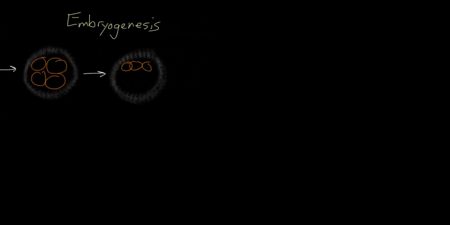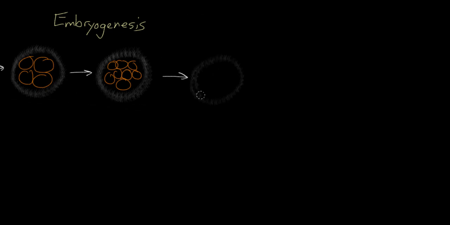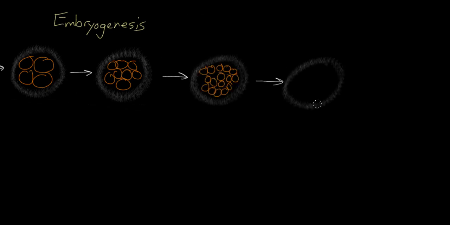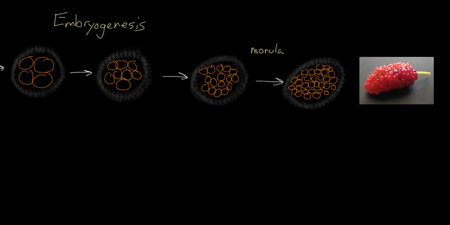So you've gone from 16 cells to 32 cells, and at this point you look different enough that somebody decides to give you a new name. So instead of being called a zygote, you're called a morula. And morula is just a Greek word that means mulberry, and you actually do look a little bit like a mulberry. So here's a picture of a mulberry from my front yard to prove it. This one's not quite ripe.